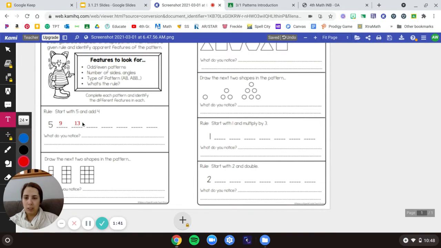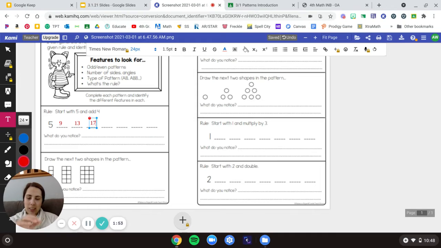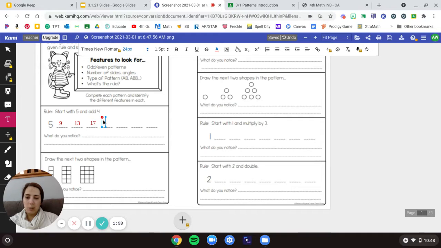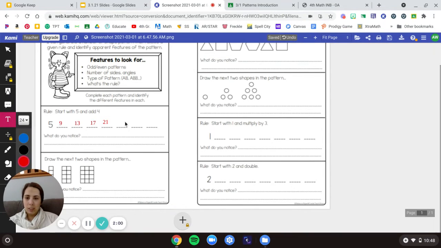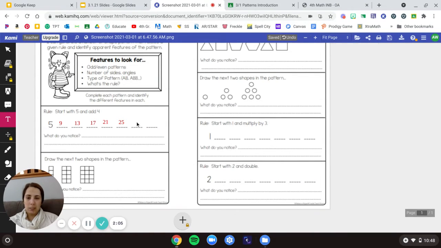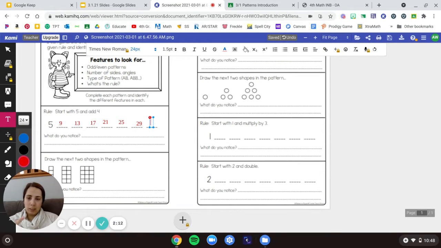9 plus 4 is 13, because 10 plus 4 would be 14, minus 1 is 13. So 13 plus 4: 14, 15, 16, 17. Keep going: 17, 18, 19, 20, 21. 21 plus 4 is 25. 25 plus 4 is 29. And 29 plus 4: 30, 31, 32, 33.